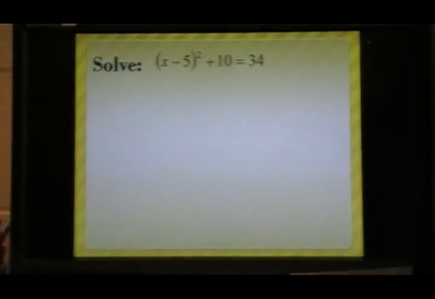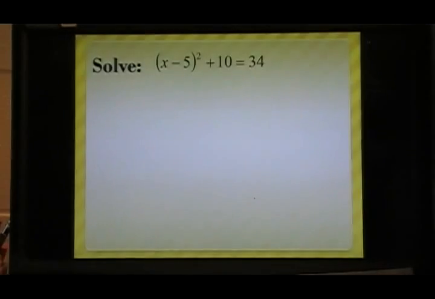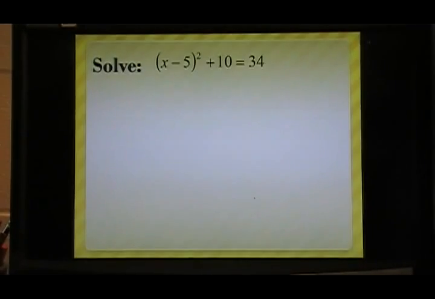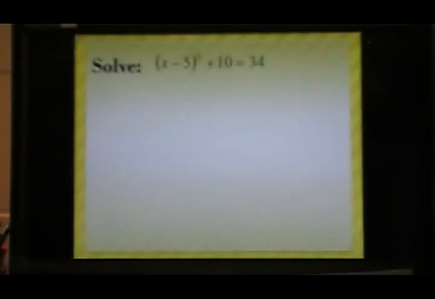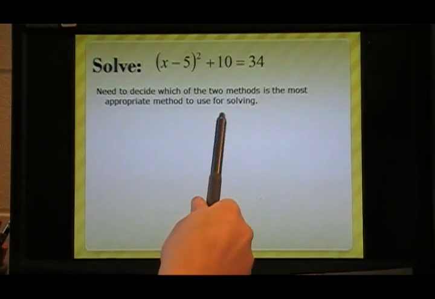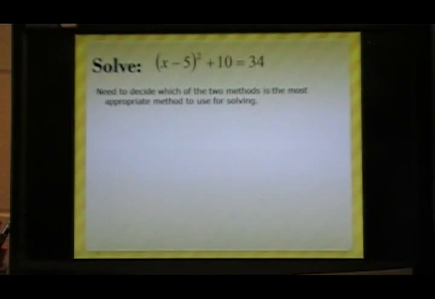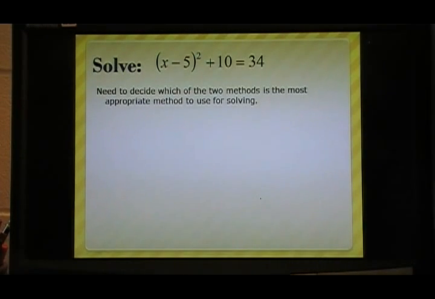So when I'm looking at this equation here, I have x minus 5 quantity squared plus 10 equals 34. So in order to solve, at this point we have two methods. And we really have to decide what is going to be the most appropriate method for us to use. So do we want to solve by factoring? Or do we want to solve by extracting the root?